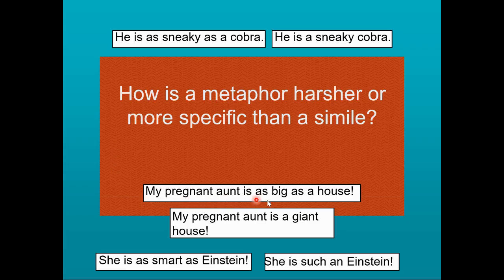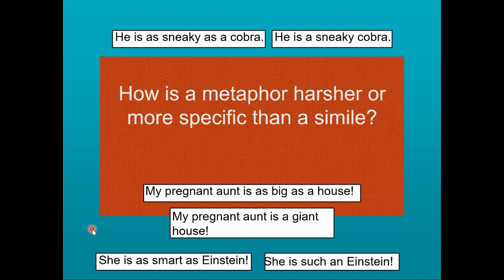My pregnant aunt is as big as a house. Don't ever say that. Yeah, that's going to get you hurt. But anyway, this is pretty hurtful. This is pretty inconsiderate right here. But now look at using the metaphor version. Instead of using as in a simile, we're saying is. So now we're saying, my pregnant aunt is a giant house, which is going to get you murdered. And then she's just going to claim temporary insanity because of pregnancy hormones. So don't do it. But anyway, it's the difference between a metaphor and a simile. Metaphors are harsher or more extreme comparisons.